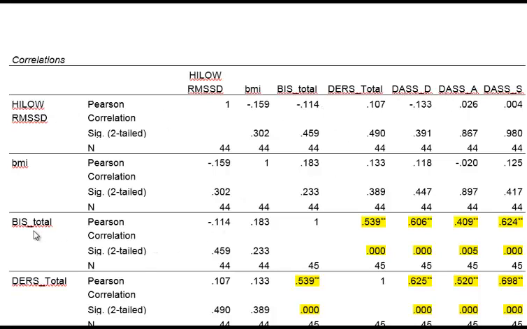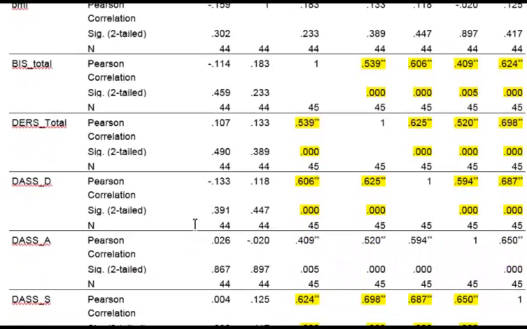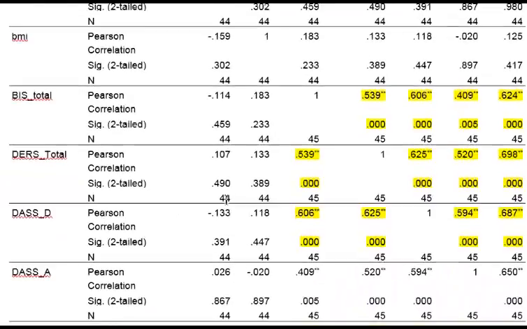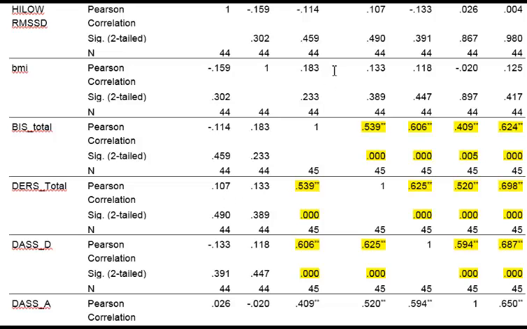Let's just jump down to BIS total. Yes, significance to DERS total, DAS A, and DAS-S. Which means that impulsivity is correlated to emotional regulation, depression, anxiety, and stress. Good. Your DERS total is also correlated to BIS, DAS A, DAS D, DAS S. Yeah, it's the same. So is your DAS D. This is the rest of the stuff.